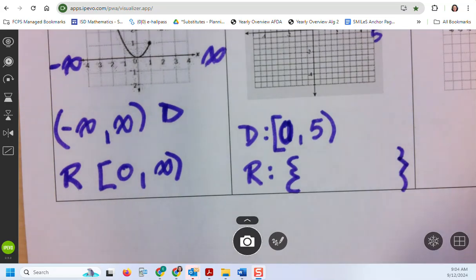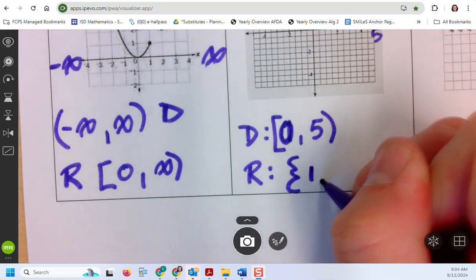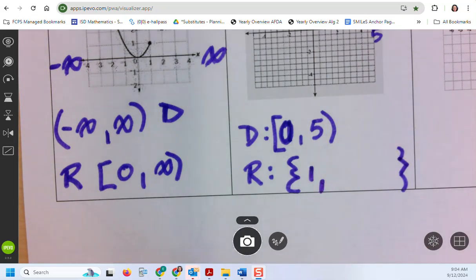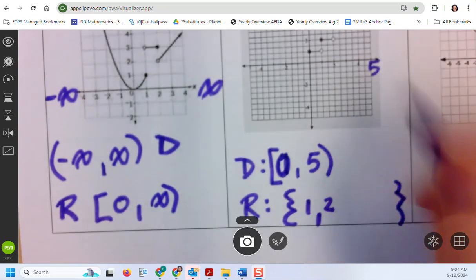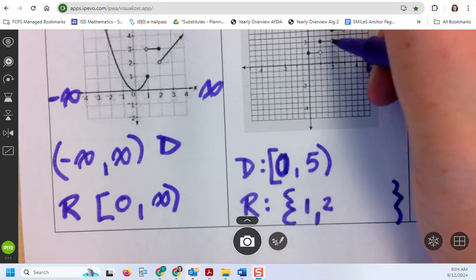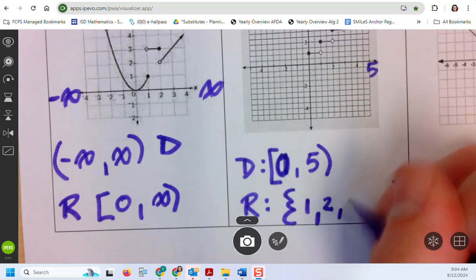So the first number that's included is a y value of 1. That's the first step. What's the y value on the second step? Yeah. So you see how we have a step at 1, a step at 2, a step at 3, 4, and then the last one's 5.